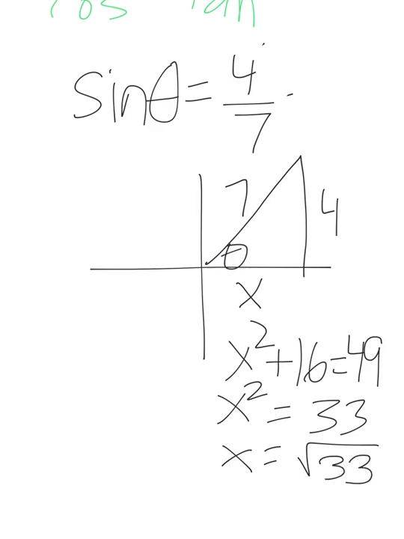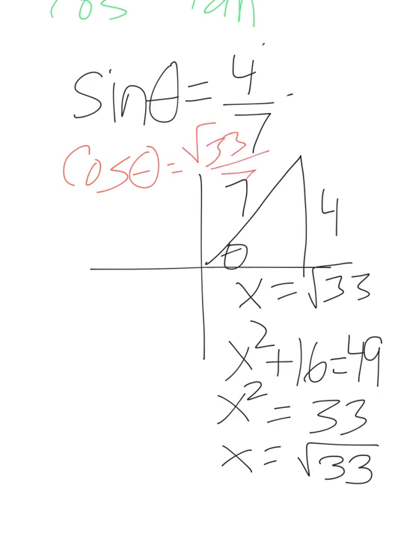And now, since I know all the various coordinates, x, y, and r, then I can evaluate all the trig functions. So cosine of this angle, and again, I don't need to know the angle. I just need to know the x, y, and r in order to get the ratio. So cosine would be x over r, so root 33 over 7. Then tangent would be y over x, so 4 over root 33, or 4 root 33 over 33.